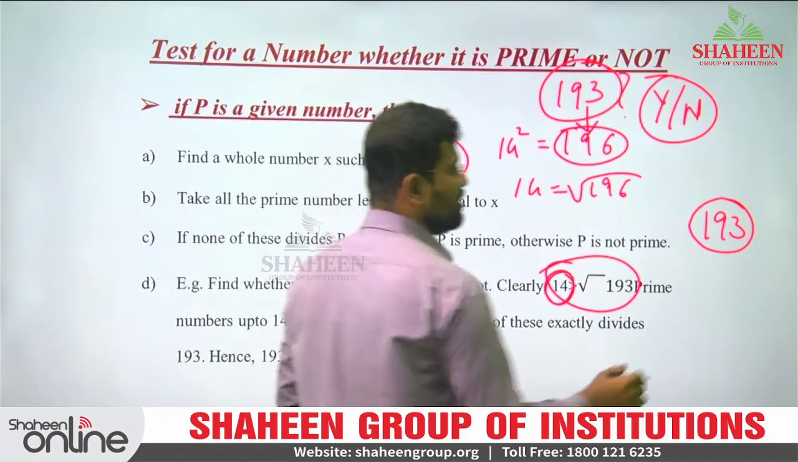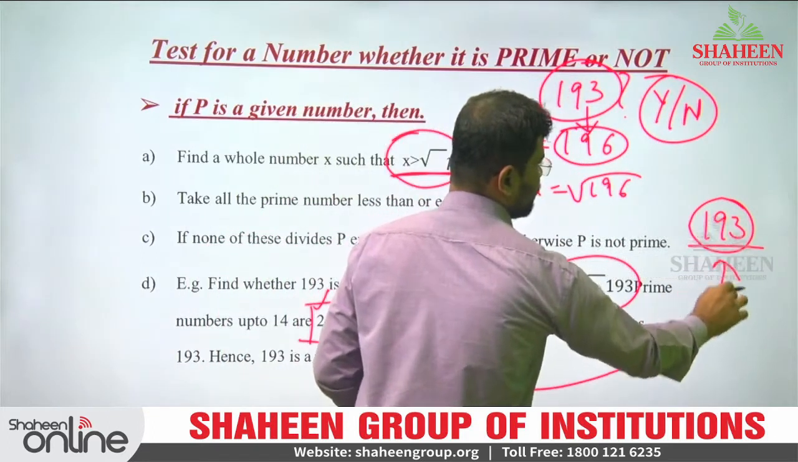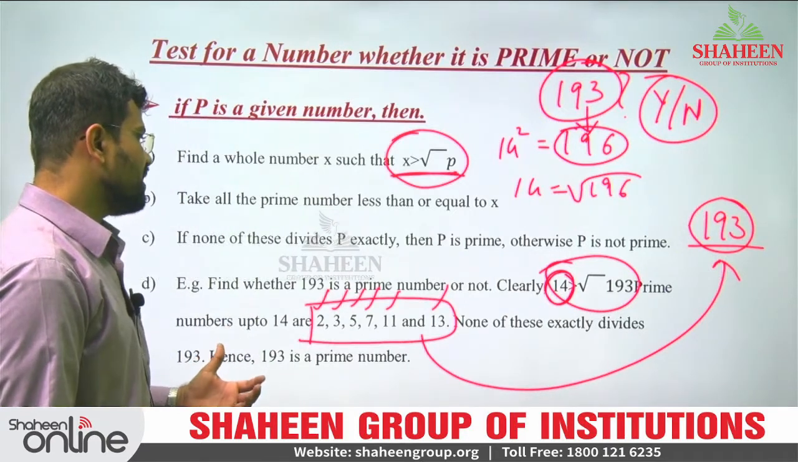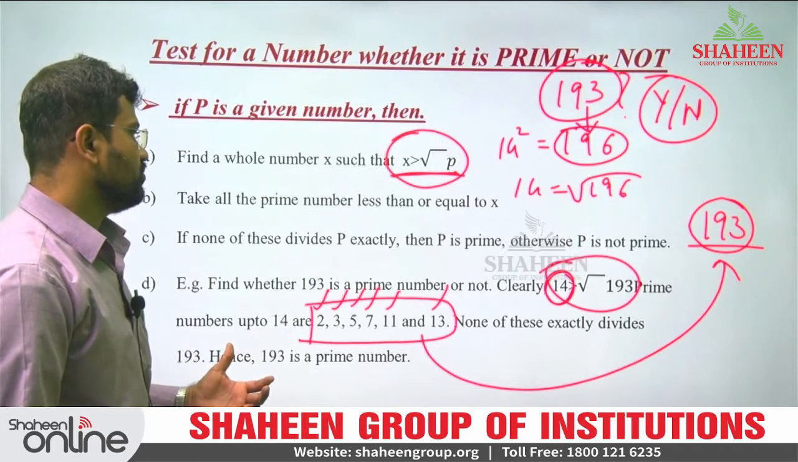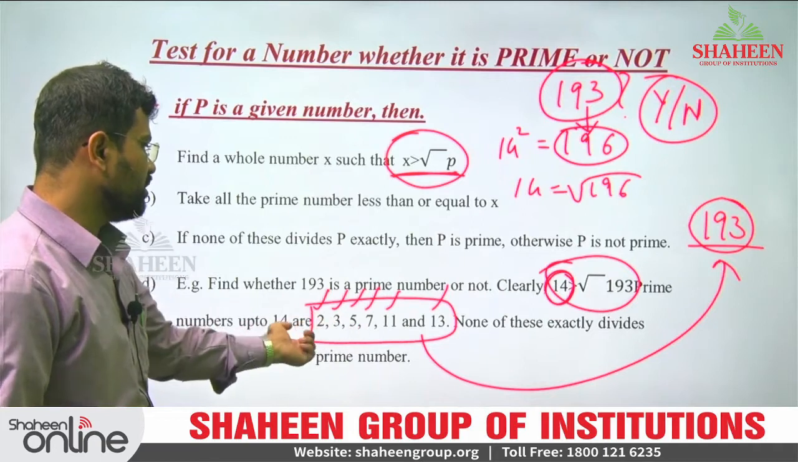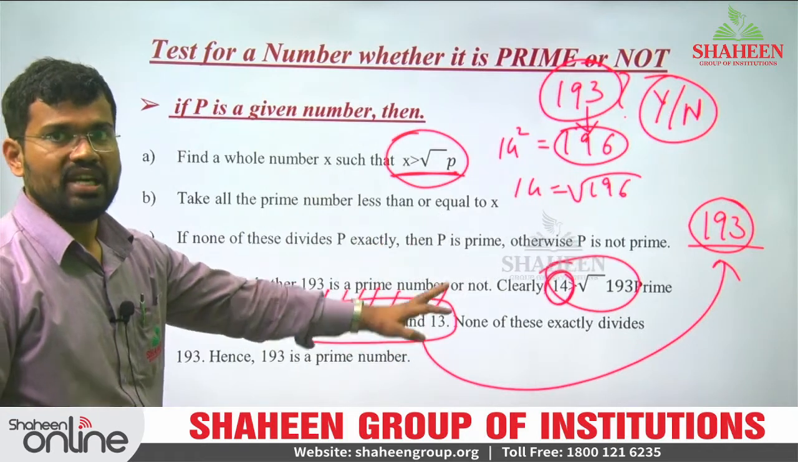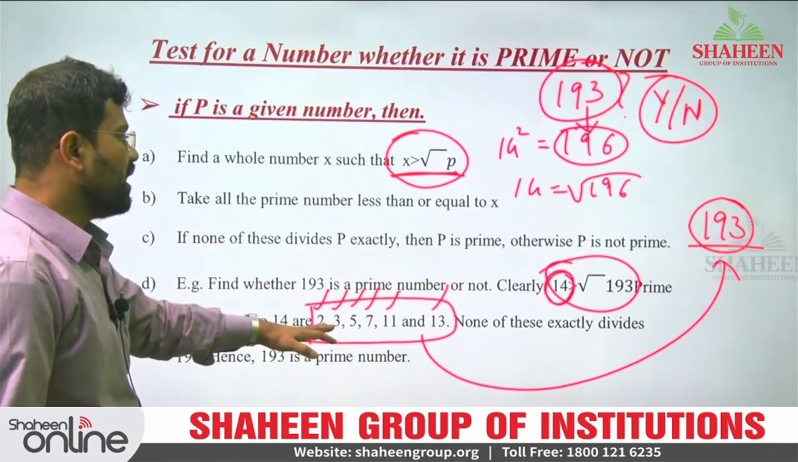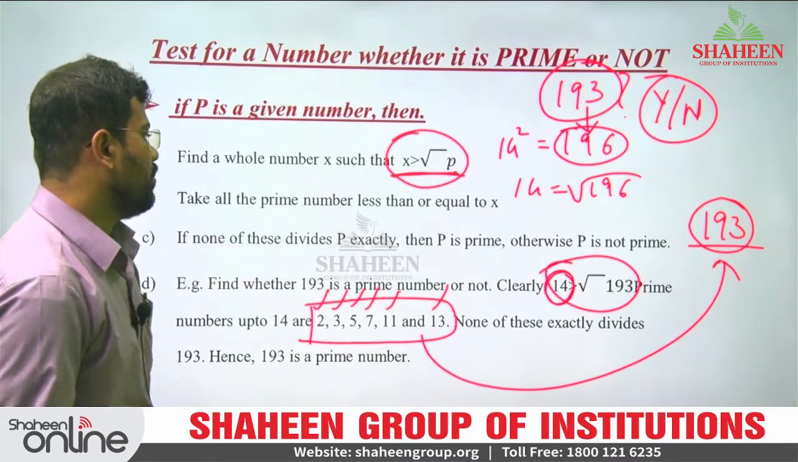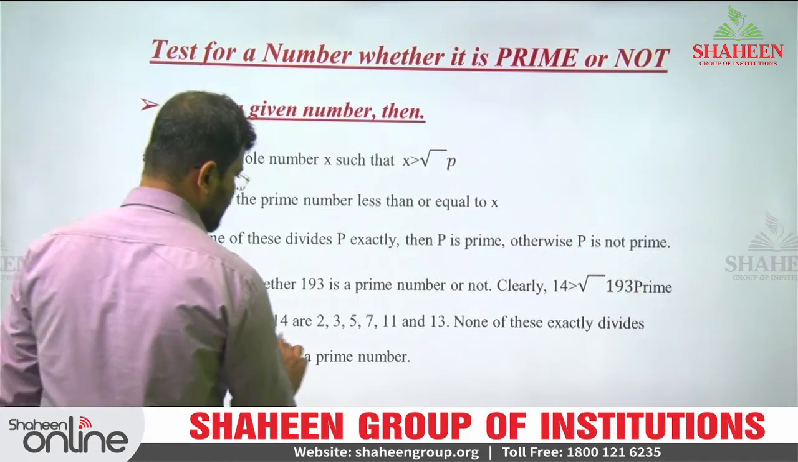Now divide 193 by all these numbers: 2, 3, 5, 7, 11 and 13. If 193 is divisible by any number among these, then 193 is not a prime number. If it does not get divided by any of them, then of course it is definitely a prime number. Friends, with this I made it very clear: 193 is a prime number.